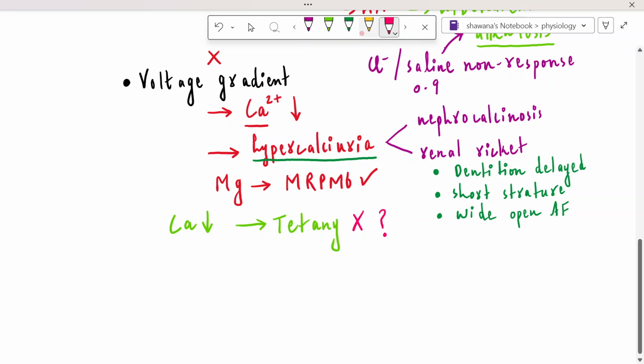It is because for tetany to occur, the serum calcium should be less than 6 or 7 milligram percent. But in Bartter syndrome, the serum calcium is low enough to cause nephrocalcinosis and renal rickets, right? The serum calcium is low, but it's not low enough to cause tetany. So tetany-like manifestations are not seen in Bartter syndrome.